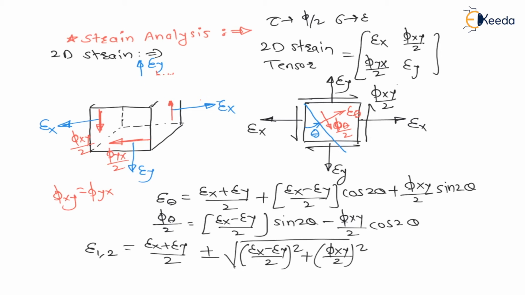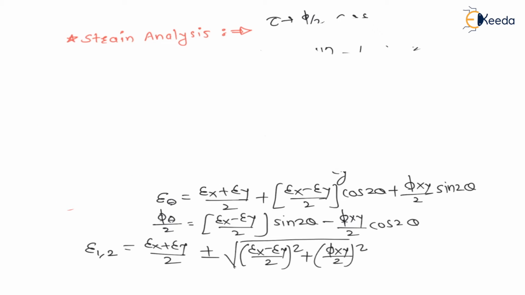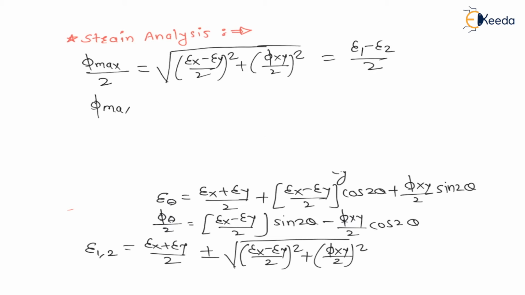Now if you want to find maximum shear strain, then we have to do the calculation like maximum shear stress. That is, maximum shear strain phi max we have to find, but in the formula we have to write phi max by 2, which is equal to the square root of (Ex minus Ey by 2) whole square plus (phi xy by 2) whole square, and which is nothing but E1 minus E2 by 2. Therefore the maximum shear strain phi max is nothing but E1 minus E2. This correction we have to do.